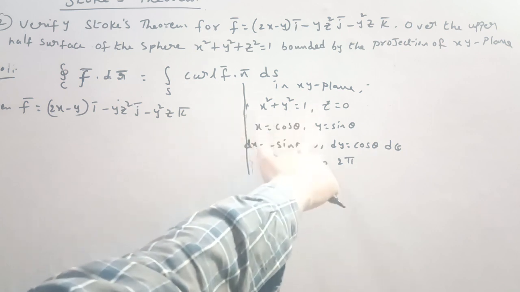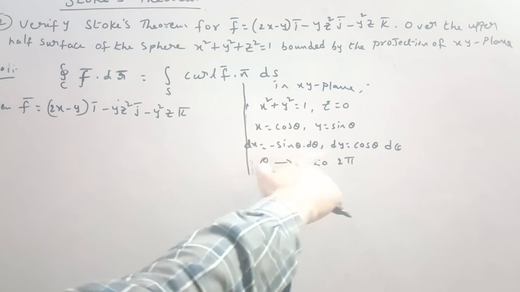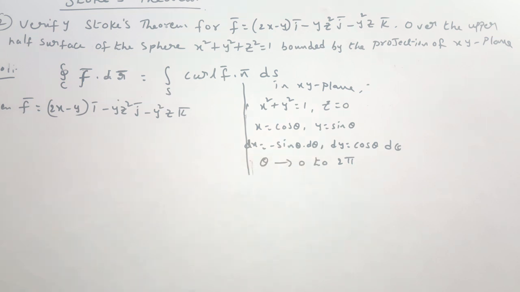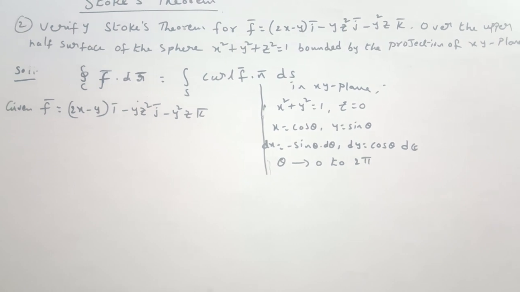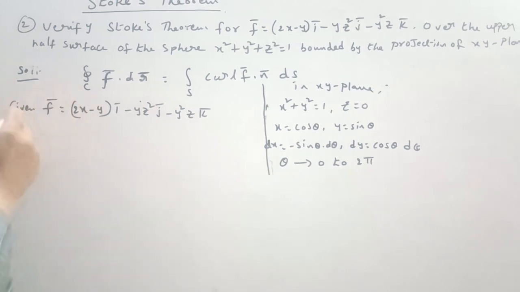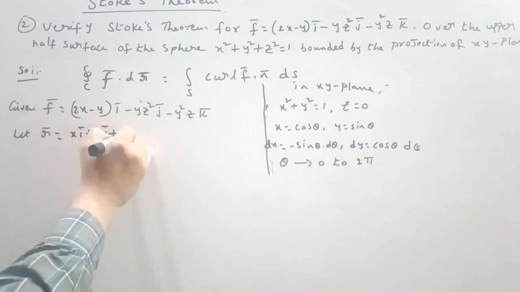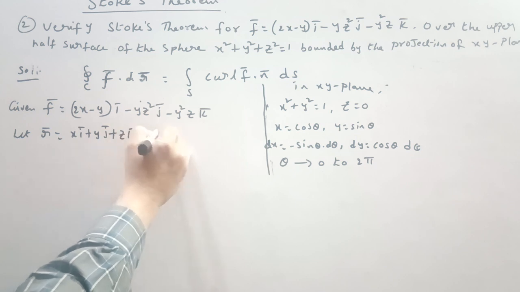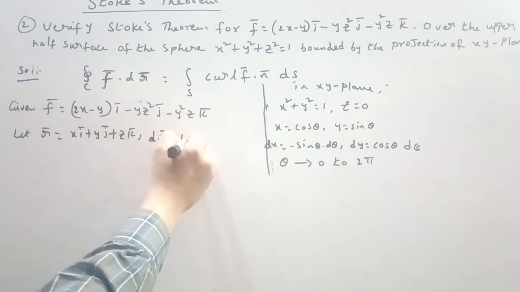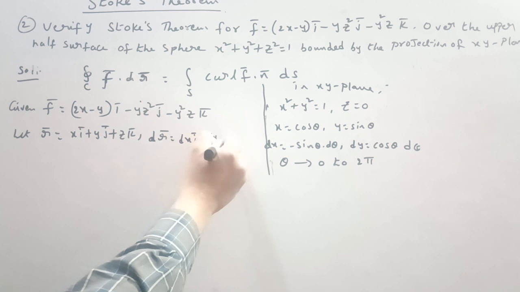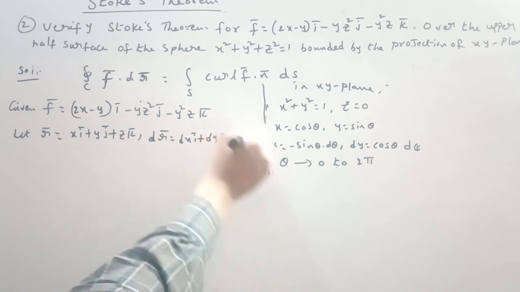How to solve this one? Let x is equal to cos theta, y is equal to sin theta. So dx is minus sin theta d theta, dy is cos theta d theta, and theta varies from 0 to 2 pi. Correct? Now substitute all these values. First, let r bar is equal to x i bar plus y j bar plus z k bar, and dr bar becomes dx i bar plus dy j bar plus dz k bar.